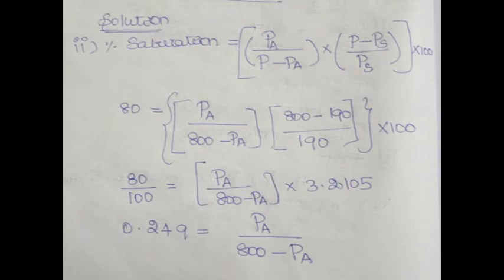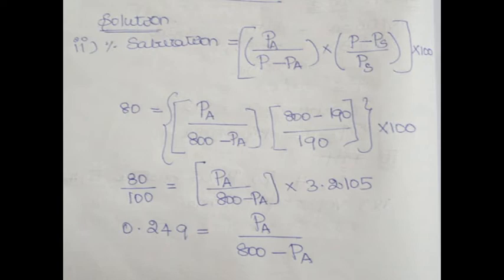Now we are going to discuss the solution part. Second division, percentage saturation. Why am I going to choose this part? Because percentage saturation is given in our problem. So that's why we are going to discuss percentage saturation first. The percentage saturation formula: Pa by (P minus Pa) into (P minus Ps) by Ps into 100.